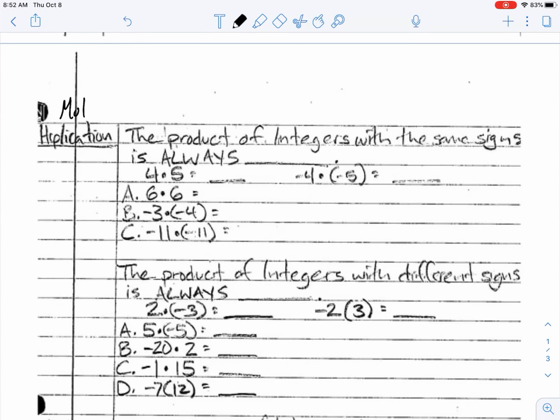All right, next is multiplication. So the product of integers with the same signs is always positive. So 4 times 5 would give us 20. -4 times -5 would give us 20. So 6 times 6 will be 36. -3 times -4, we've got 2 negatives, so that will be positive. We're going to get 12. And -11 times -11, well, that's 121.